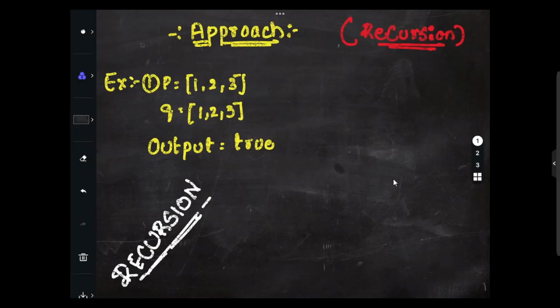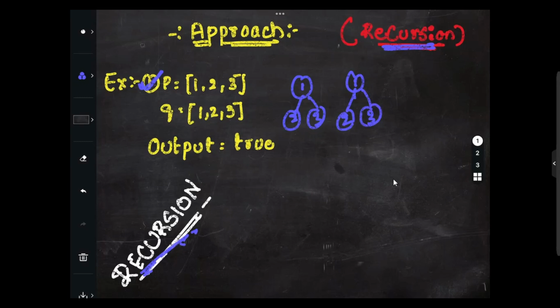The first thing to note is that we will be going with recursion, a recursive approach. I have considered the first example, the same one given in the question, so that it will be easier to understand. We have already seen this one: 1, 2, 3, this completely matches. The structure as well as the values both match, so the trees are said to be identical. Both trees are identical in this case, so we have to return true.